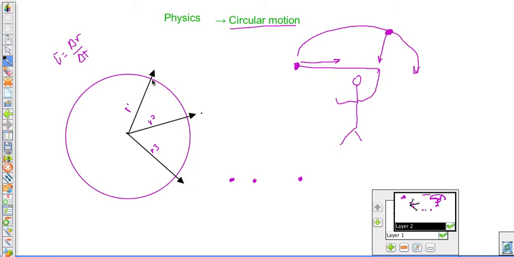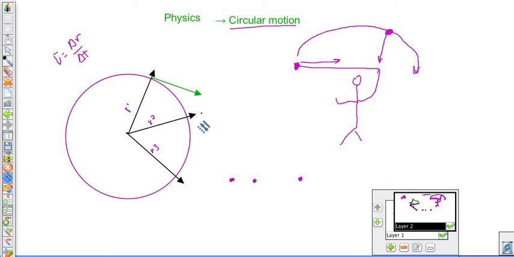If I was to let this object go, and you could try this. If you were to let this object go, it would probably, let me use a different color right here. It would probably, let's do something more fun, go kind of like this, right off of that, right?